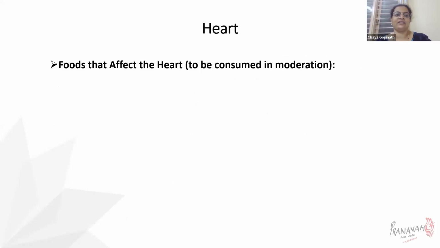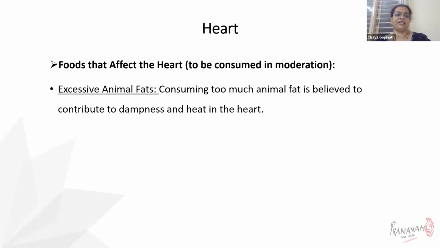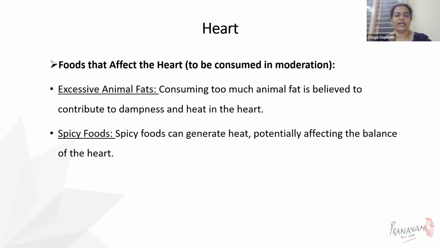So the next organ is heart. Foods to be avoided for the heart is excessive animal fat. It is believed to increase the dampness and heat in the body. Damp heat is going to increase. So that is very bad for your heart. A lot of accumulation and stagnation will be there. Unwanted cholesterol accumulation will be there. Spicy foods, again, not good for the heart because they will generate a lot of heat and create an imbalance in the energy flow in the heart. The first one is a deficiency kind, the second one is the excess kind.